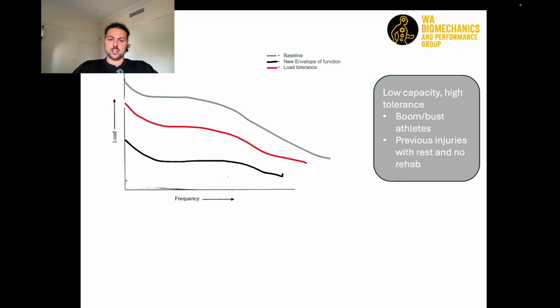So if we think about this one, we have our baseline envelope of function and it has significantly reduced. However, our load tolerance is still pretty high. So I think a good example of this one is like a bony stress injury. A lot of athletes are super happy to train pretty high above their envelope of function because it doesn't hurt them so much. So what they'll do is they'll keep training, and then they'll eventually start to creep again over that envelope of function into supraphysiologic overload, into structural failure. And then that's going to keep creeping that envelope of function right down.